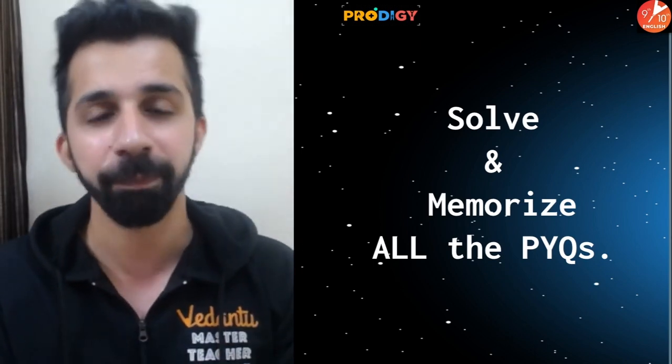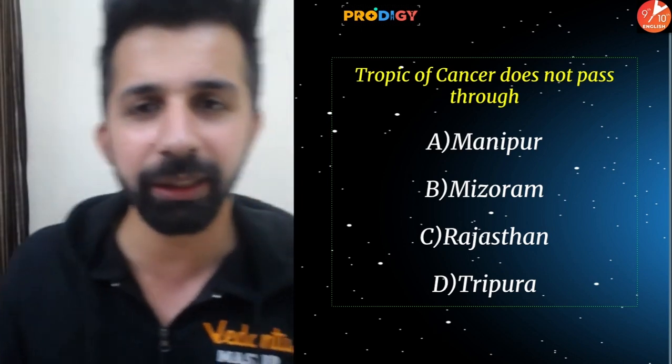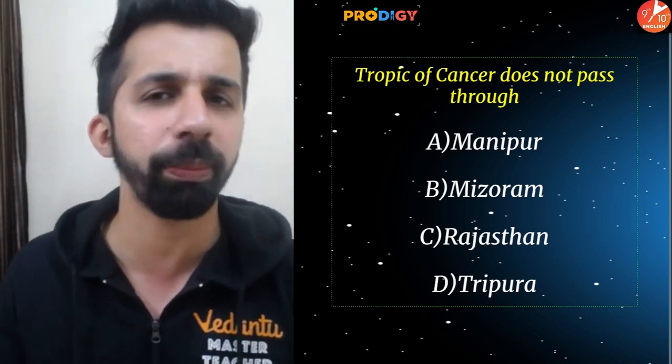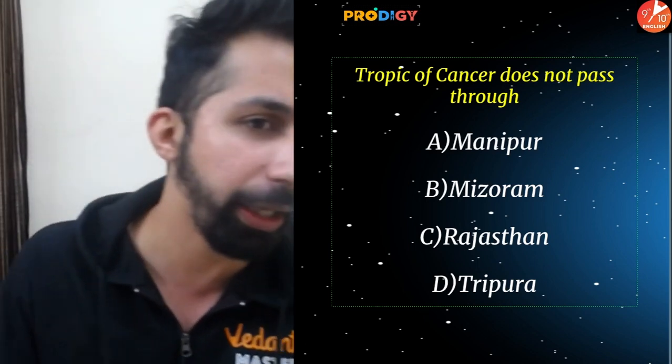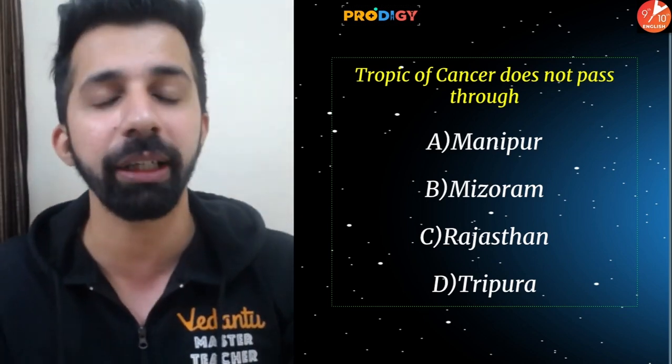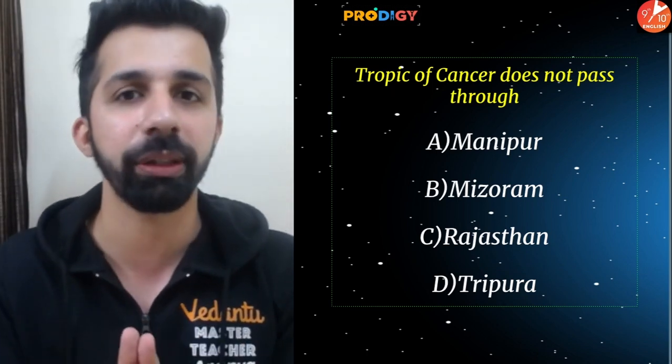One more thing I would like to add on this. Let me give an example: Tropic of Cancer does not pass through which state? Four options are given to you: Manipur, Mizoram, Rajasthan and Tripura. We know that it does not pass through Manipur. Now guys, try to understand.